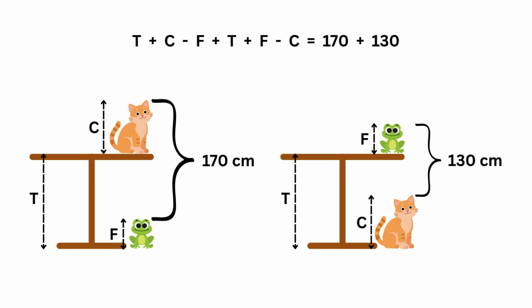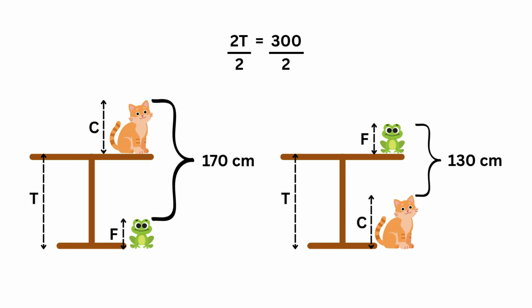Now let's add the two equations together. Notice what happens. The plus C and minus C cancel each other out. The minus F and plus F also cancel each other out. That leaves us with 2 times T equals 300. Now we simply divide both sides of the equation by 2. Then we get T equals 150. So the height of the table is 150 centimeters.